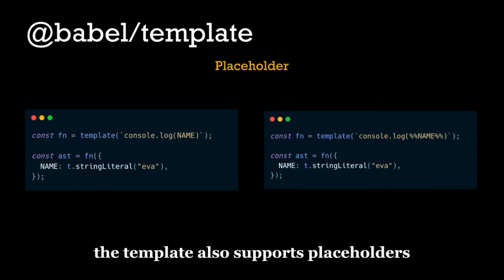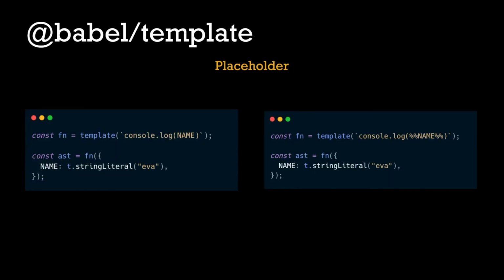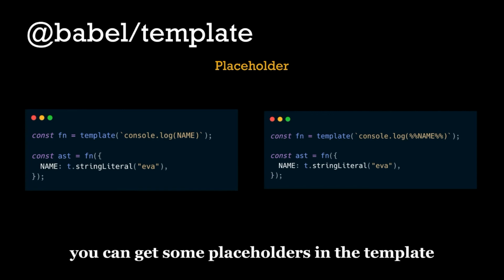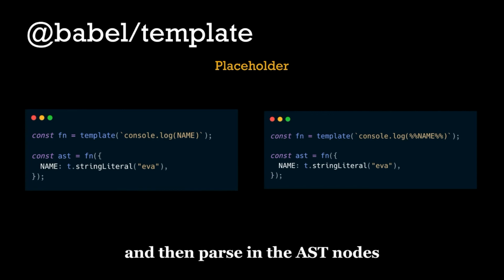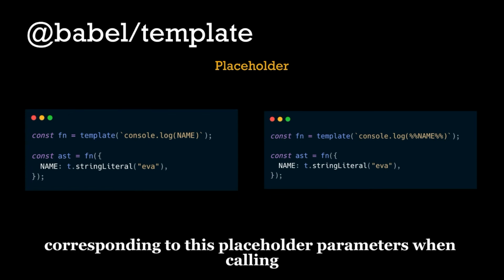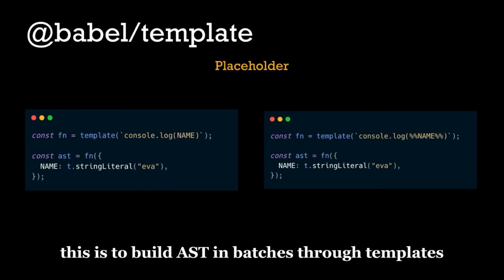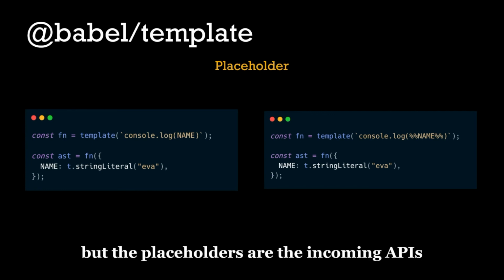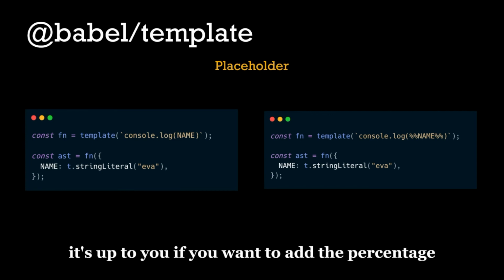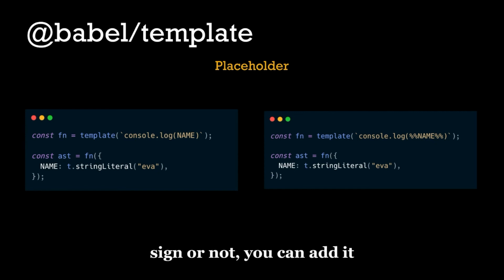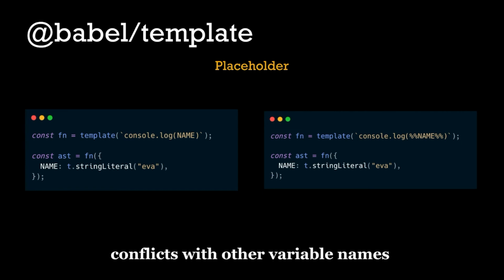The template also supports placeholders. You can set some placeholders in the template and then pass in the AST nodes corresponding to these placeholders when calling. So two examples are shown. This is to build AST in batches through templates, with the placeholders passed in through the API. It's up to you if you want to add the percentage sign or not. You can add it when the placeholder conflicts with other variable names.